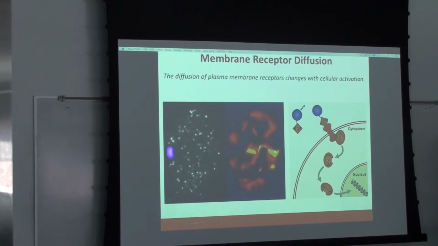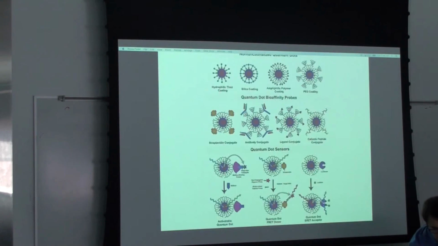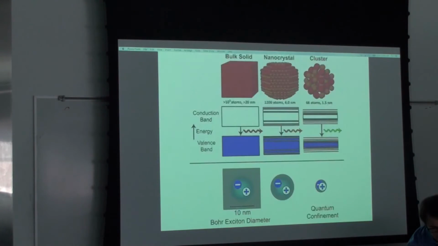So this is what cells are doing. This is how fast your molecules are moving on the cell plasma membrane. This is quantum dots attached to EGF, epidermal growth factor, and we're imaging this receptor moving laterally on the surface of the cell. The video I showed before was on the inside of the cell.